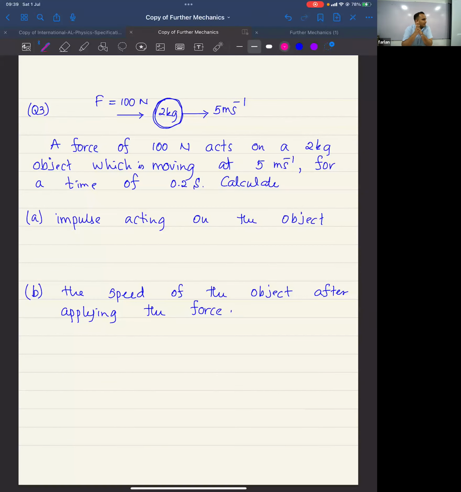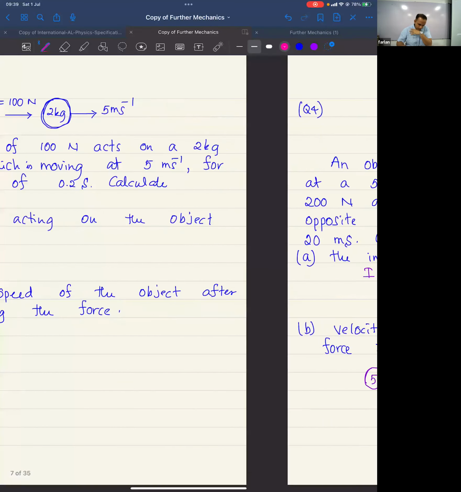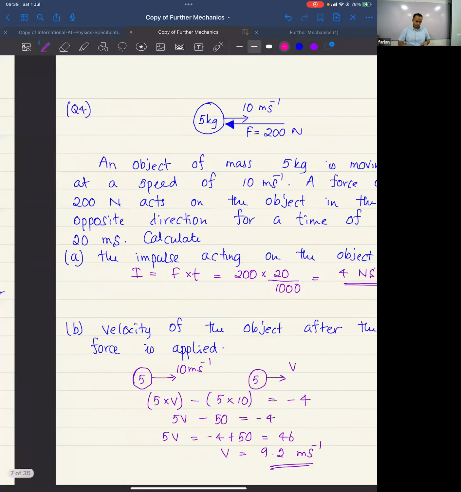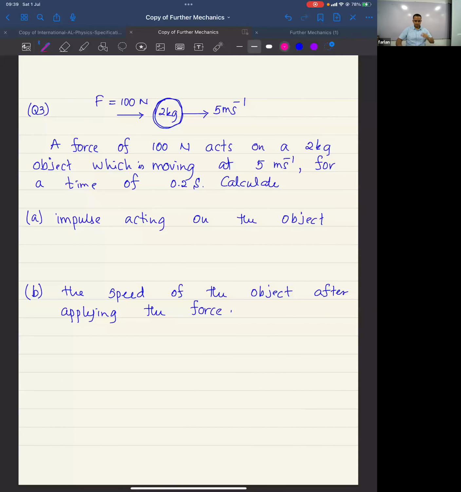Okay, done, right? So impulse is, guys, force into time, 100 newtons acting for a time of 0.2 seconds. 100 into 0.2, that is 20 newton seconds. That's the impulse.